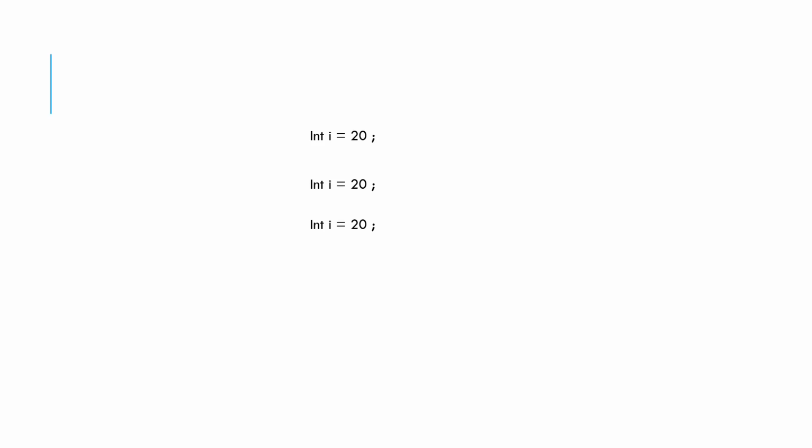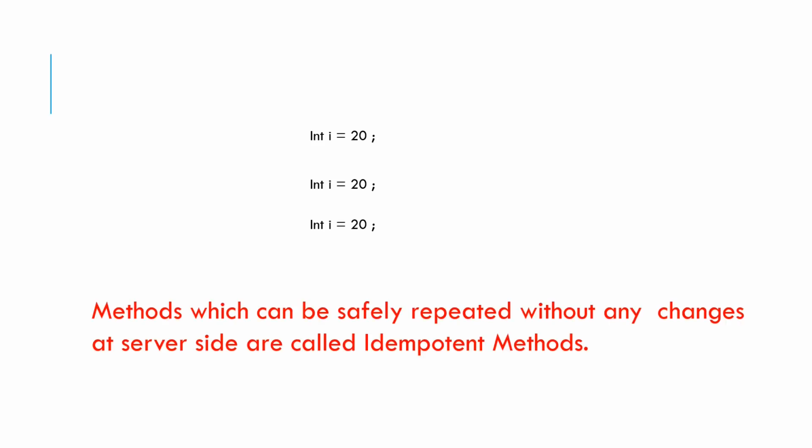So this is the property. Whenever REST methods can be repeated safely, even if the client is hitting your REST URL multiple times, it is not going to have any impact at the server side. Those methods are called idempotent methods. Now we will look at each method one by one: which method has this property of idempotence and which does not.